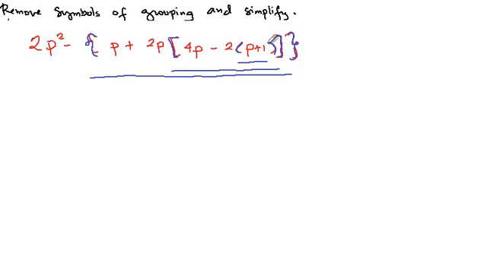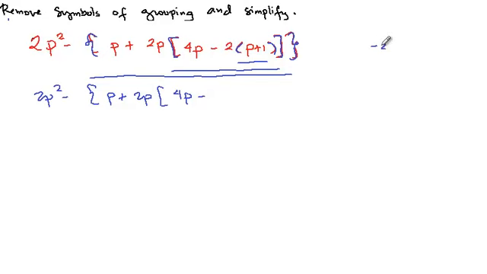Now, how do we remove the grouping? The technique is to remove the innermost grouping first, in this case 2p plus 1. Now if we rewrite that: 2p squared minus this quantity p plus 2p, quantity 4p minus, what? So if we remove the grouping, this will be what?